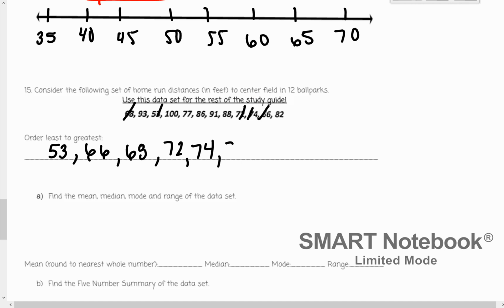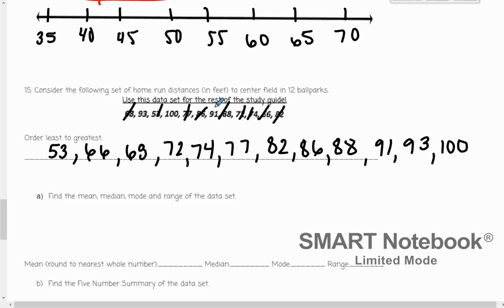74, 77, 82, 86, 88, 91, 93, 100. What I'm going to do now is count up how many numbers I had in that list and make sure I have the same amount of numbers here.